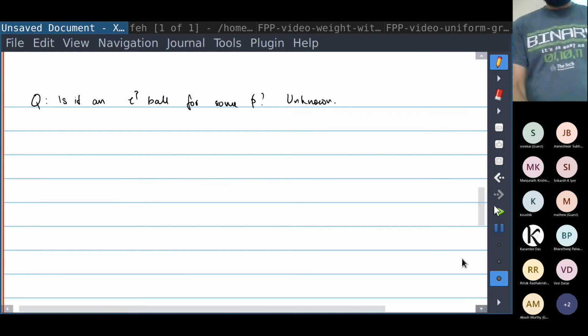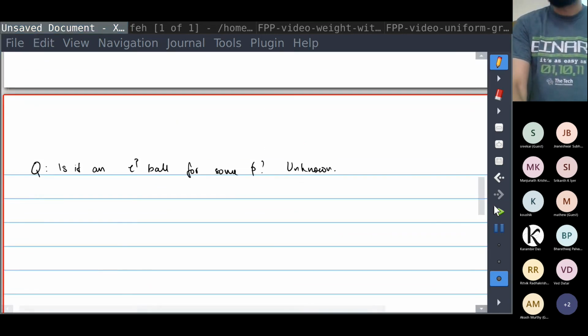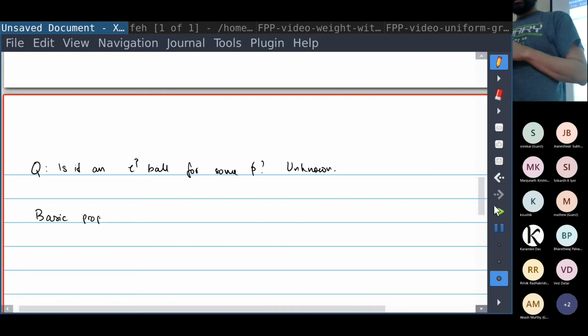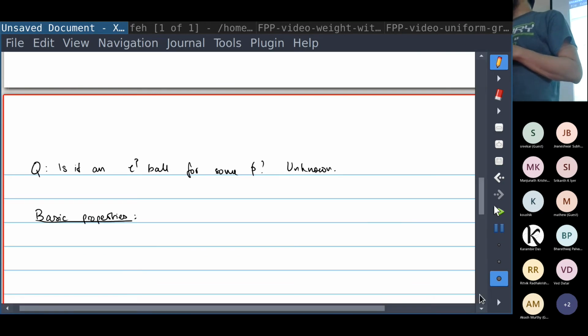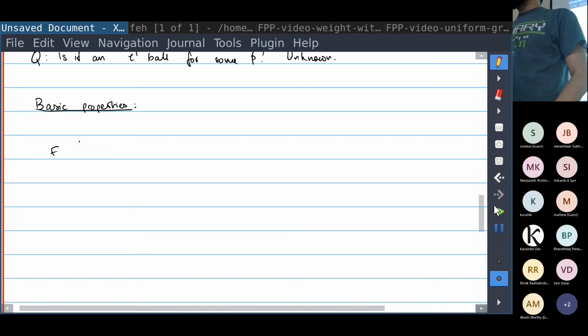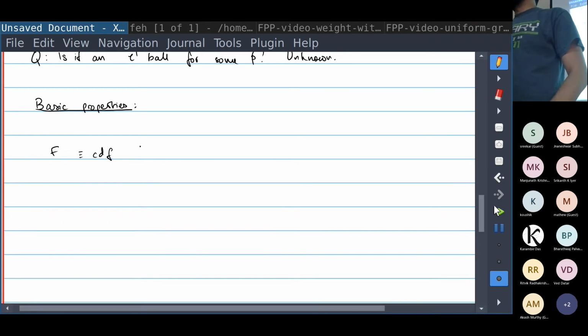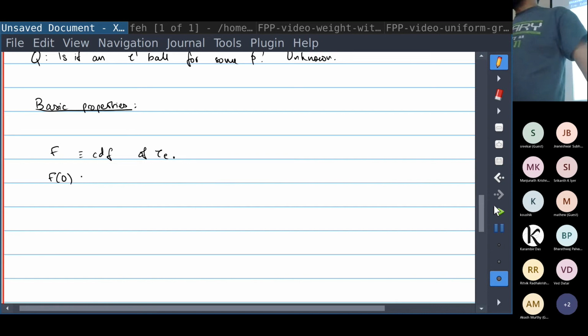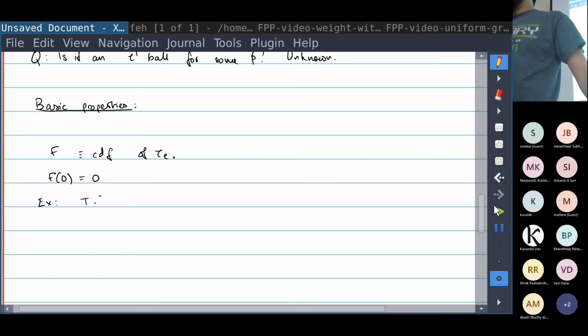Okay. So some basic properties are known. Let's write down some basic properties. Let's say F is the CDF, the cumulative distribution function of tau e. And let's avoid trivial behavior by saying F(0) equals 0. You always need some time to cross an edge, which seems reasonable. Then you can show quite easily as an exercise that T(x,y) is a metric, almost surely.